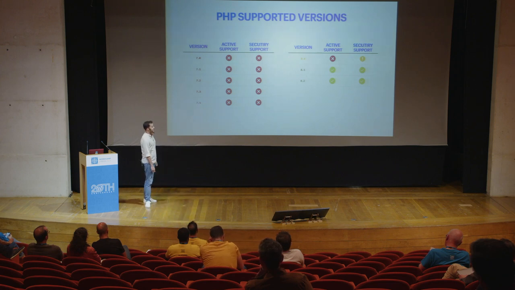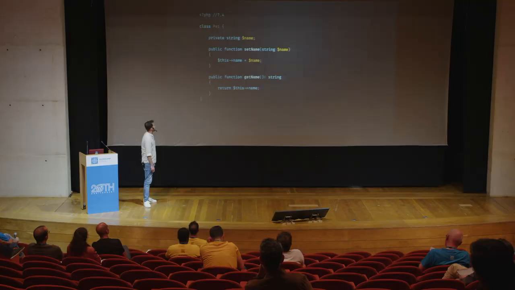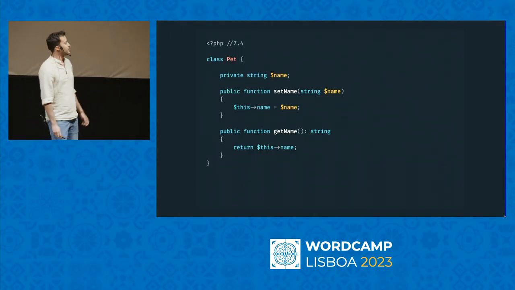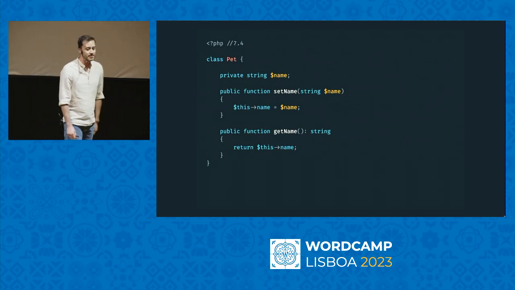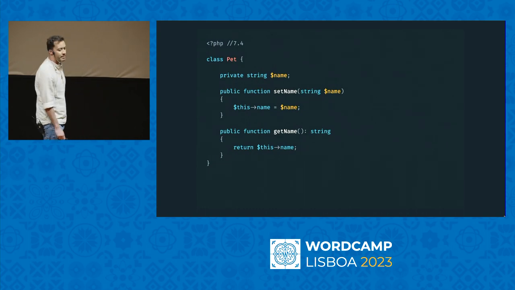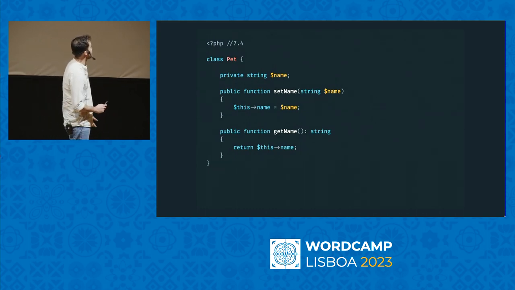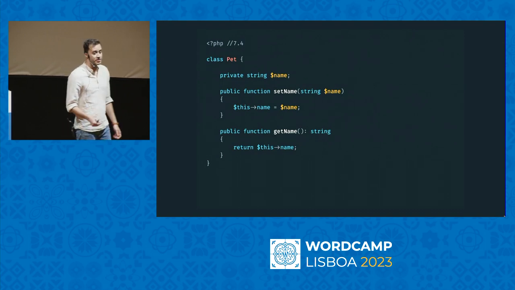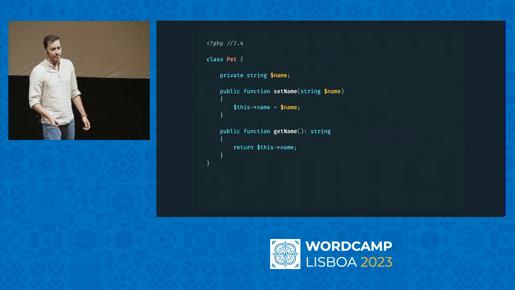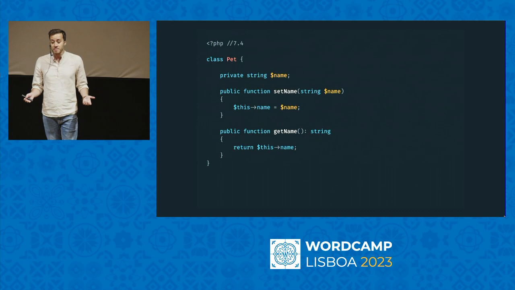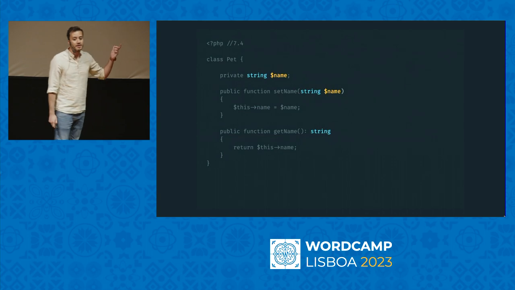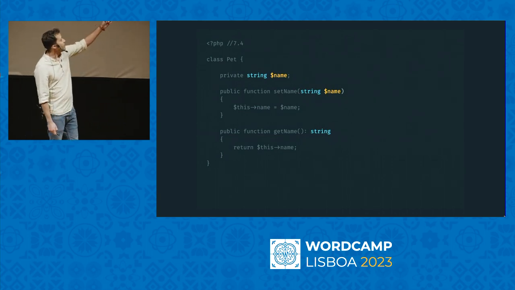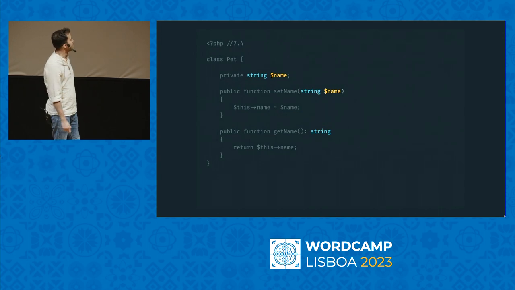So let's jump into some code and see how we can improve our code. Imagine this class that we have here. It's a very simple class, a pet class, and everything my class has is that my pet has a name. So I have a property name, which is a string, and I have two methods to set the name of my pet and to get the name of my pet. That's very simple, because it's just a string. We can see that I'm typing a string directly on my properties and on the parameters of my methods as well.